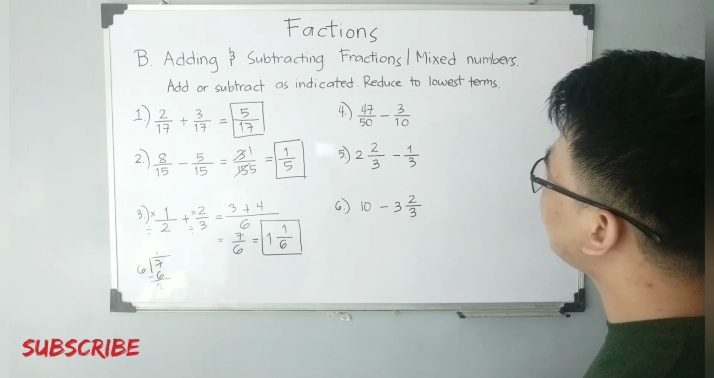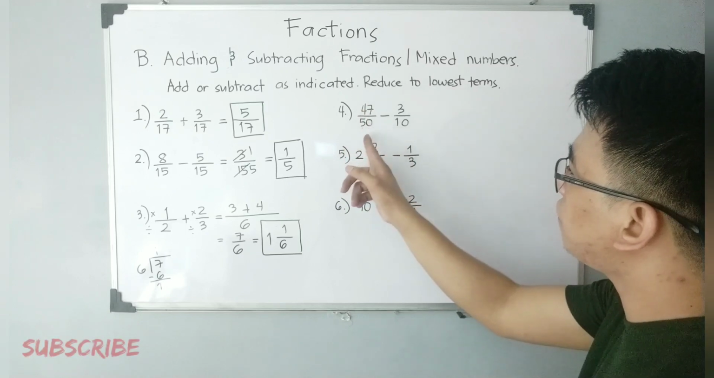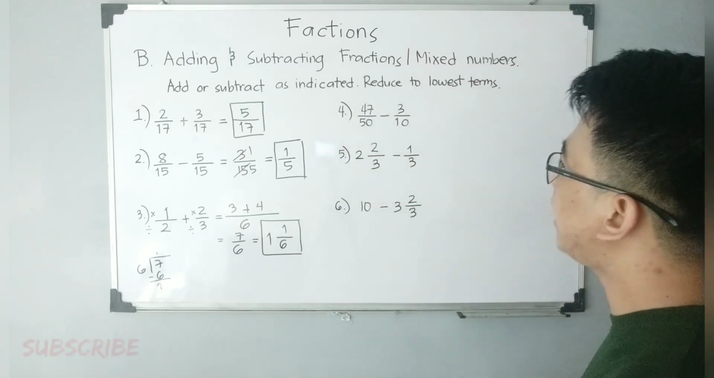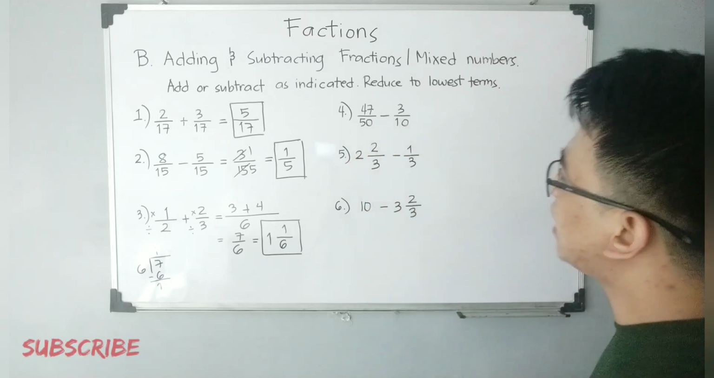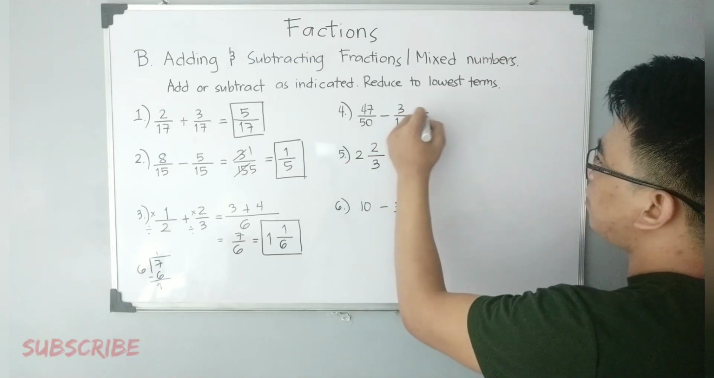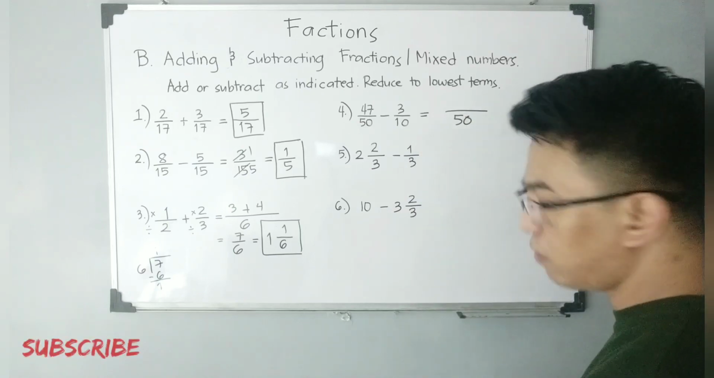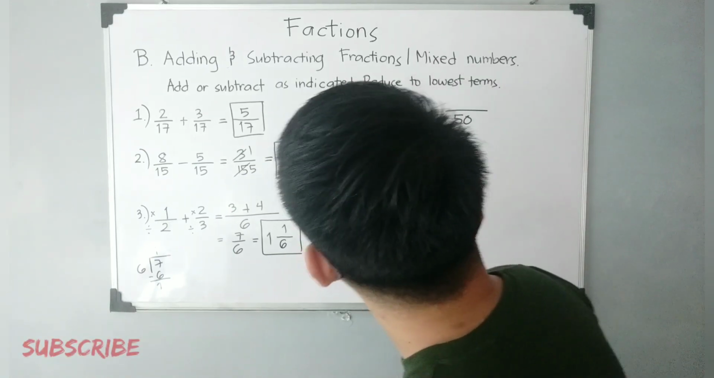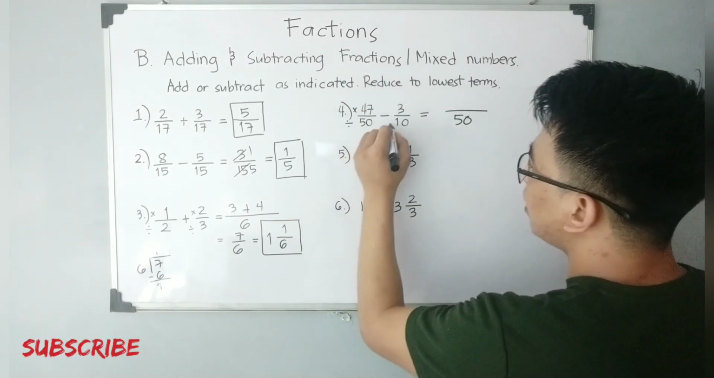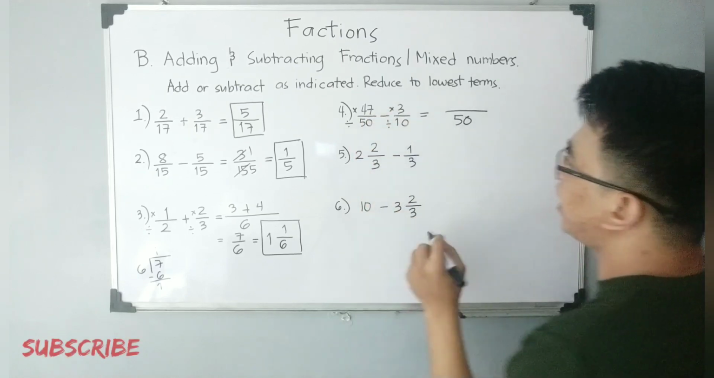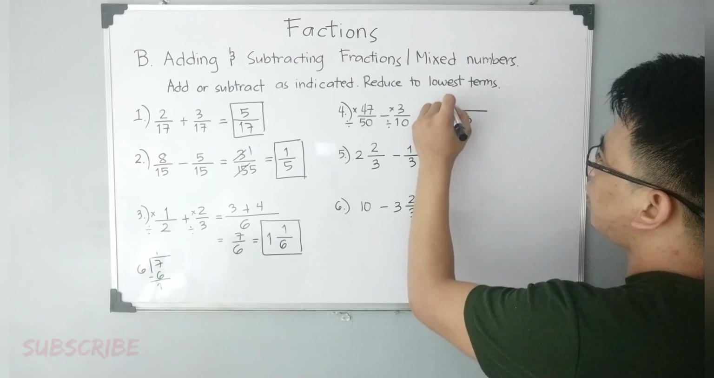For item number 5, you have number 4, you have 40 over 50 minus 3 over 10, wherein your 50 and 10, ang kanilang LCD or least common denominator is 50. Okay? Tandaan 50. Now, for 50, tandaan na, you need to divide, multiply, divide, multiply. 50 divided by 50 is 1 times 47. That will give you 47.